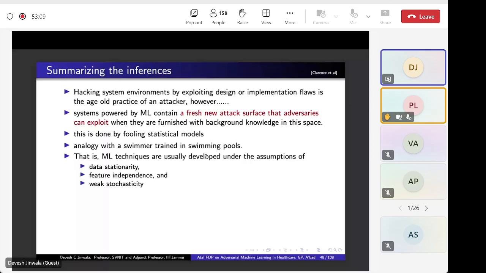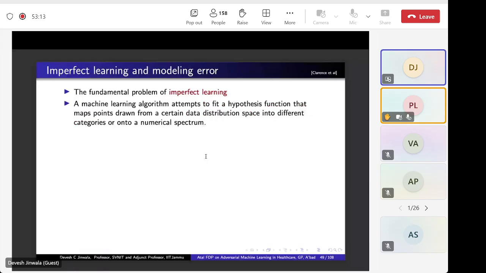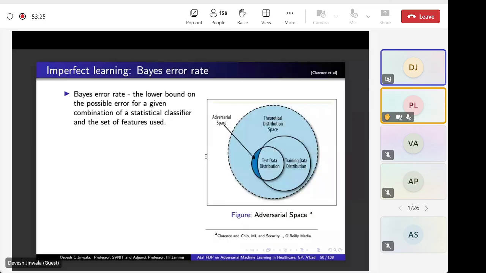So I think I'll not go into this. And the fundamental problem, therefore, is imperfect learning. That imperfect learning is because the data which was used for training the model was itself faulty data. So I said I'll show a beautiful diagram, which is this diagram.